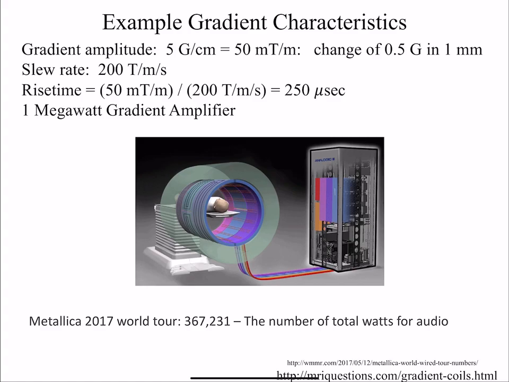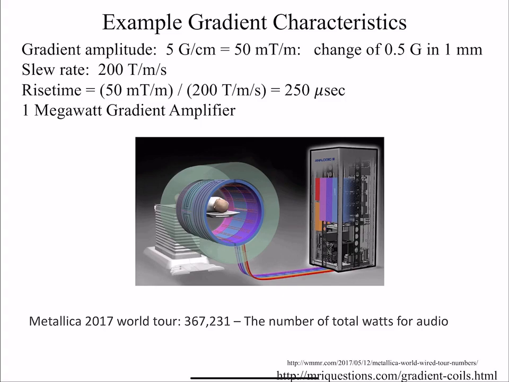And these coils are driven by these huge amplifiers. So let's talk a little bit about gradient amplitude. A typical maximum gradient amplitude would be 5 Gauss per centimeter. That means within 1 millimeter, I'm going to have a field change of the size of the Earth's magnetic field. So if I go from point A to point B, the field is only going to change by the Earth's magnetic field in 1 millimeter.